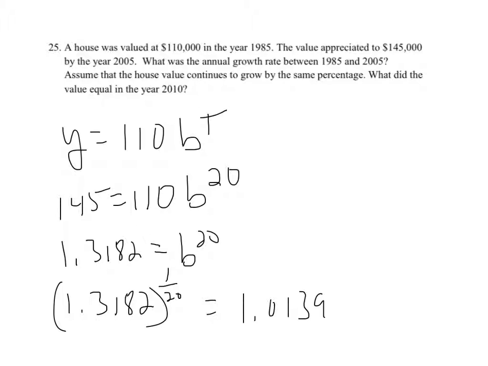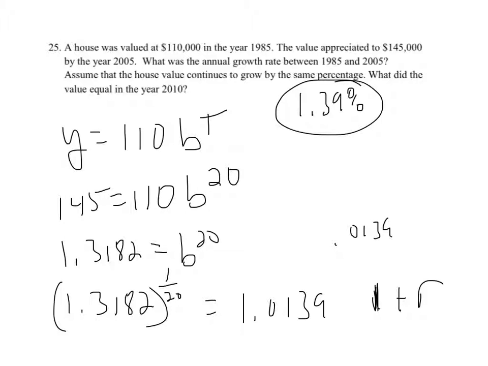So that's the base. Now we got to remember that this is in the form 1 plus r, where r is my growth rate. Well, if I just look at the 0.0139 part and make that a percentage, I'm going to get a growth rate of 1.39% or so. Alright, so that's the annual growth rate.